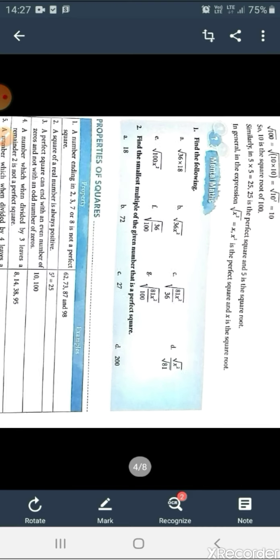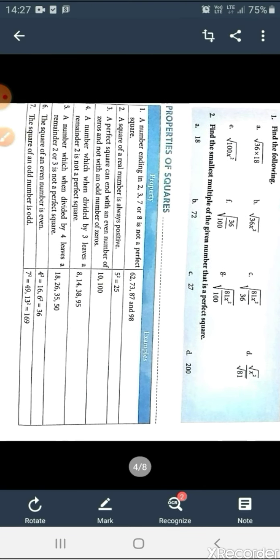Question number 3. The following numbers are perfect squares. Without calculating the square root of the number, identify the following as squares of odd or even numbers. I told you about even and odd numbers. The square of an even number is even and the square of an odd number is odd. If the number is even, the square will be even, and if the number is odd, the square will be odd.